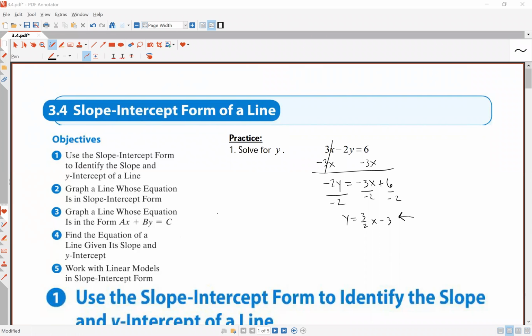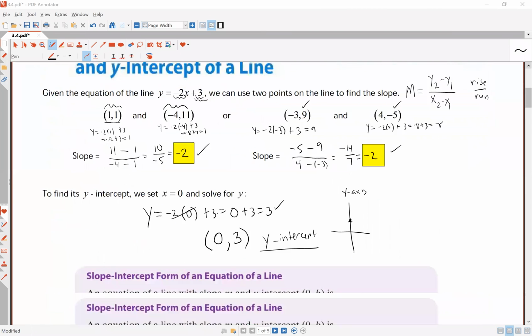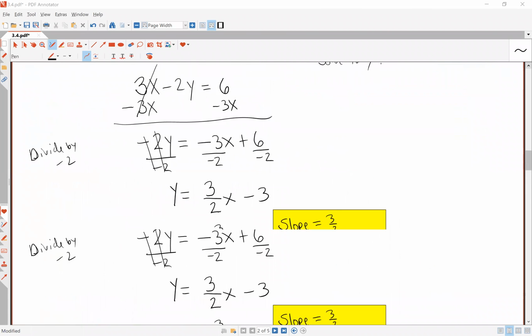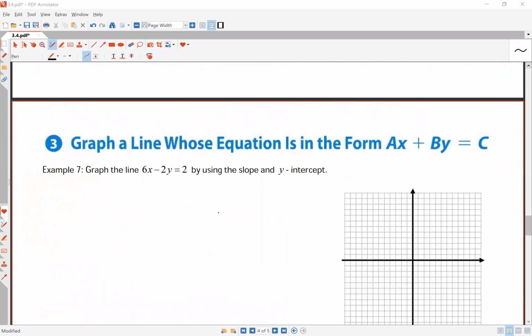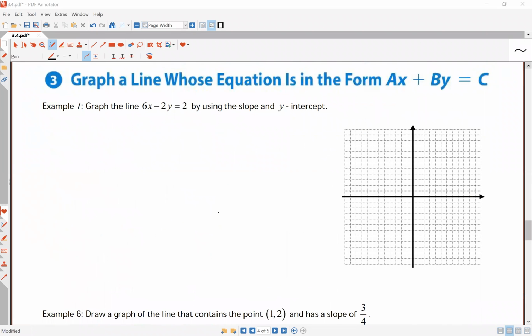This video covers section 3.4, slope-intercept form of a line, objective 3: graph a line whose equation is in the form ax plus by equals c. When your line is in the form ax plus by equals c, we want to write it in slope-intercept form first. We do this by solving for y.